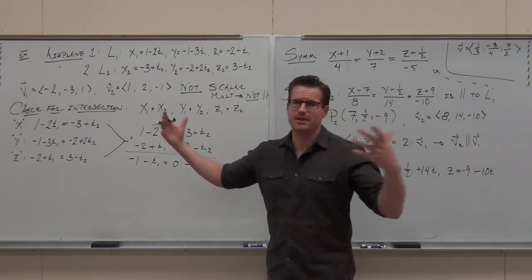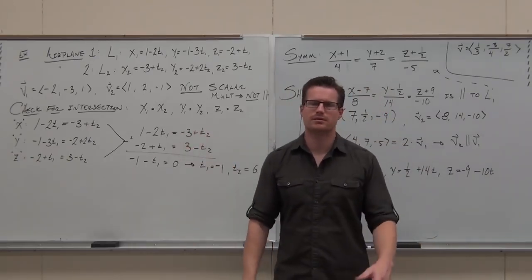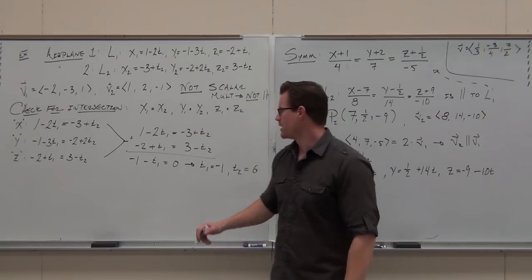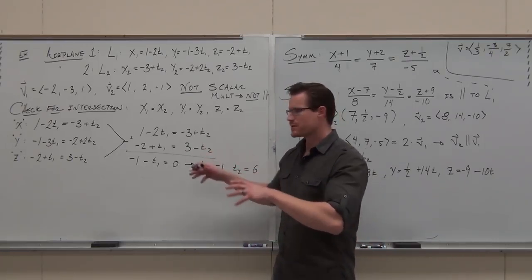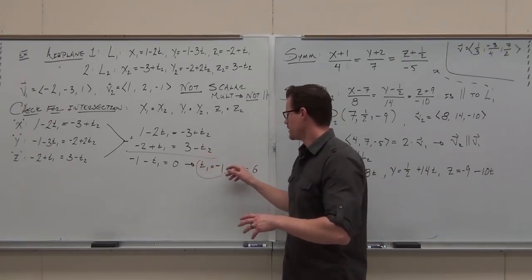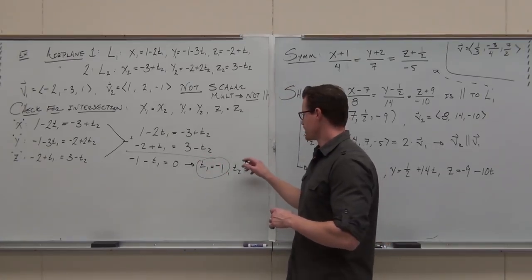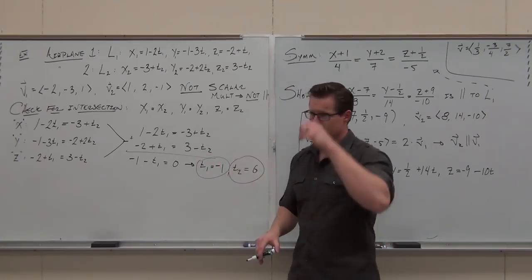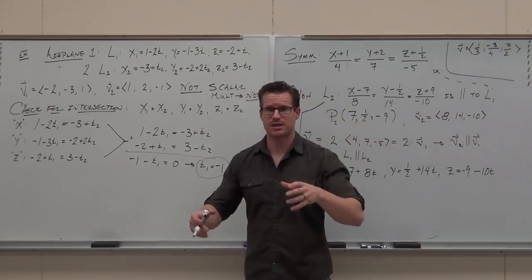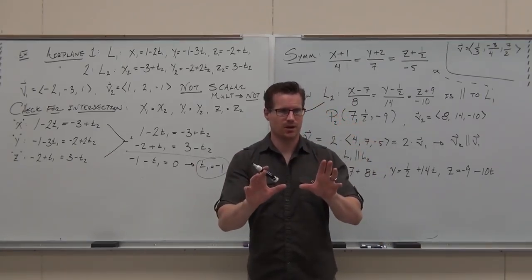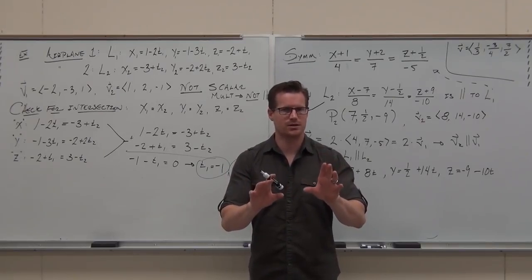Honestly, we've done zero calculus in this class so far. None. We're just working with 3D stuff. Here's what's happening. We solve the system. Airplane 1 is going to cross this point at t equals -1. Airplane 2 at t2 equals positive 6. That doesn't tell you anything right now. Here's how you tell.